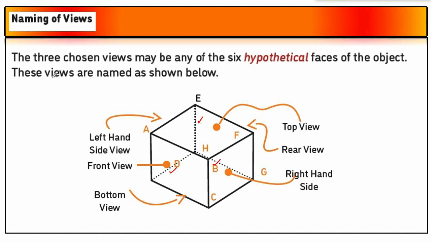The three chosen views may be of any of the 6 hypothetical faces of the object. These views are named as below. We have 6 different types of views. We have the bottom view, which is at the bottom. We have the front view, which is at the front. We have the side view, which is at the side. We have the top view, which is at the very top. We have the rear view, which is at the back. And we have the right side view, which is right here. These are the 6 hypothetical faces of an object.